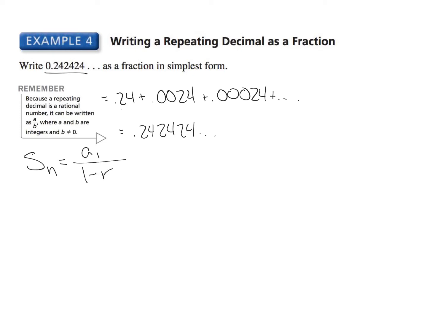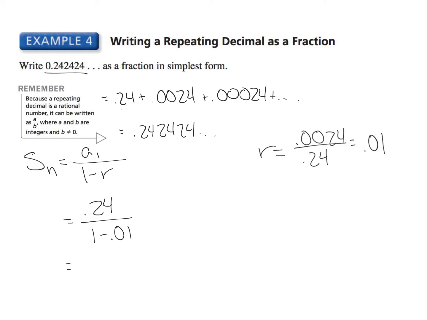I know my first term. My first term is 0.24, but I don't know my rate. How do I find it? Well, I'm going to write my rate as the ratio of my second term, 0.0024, over 0.24. This gives me a rate of 0.01. So I'm going to have 0.01 as my rate.